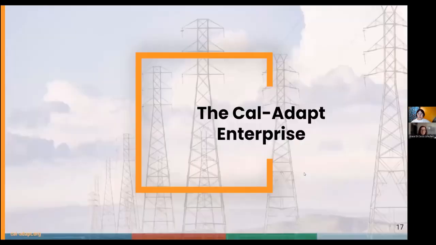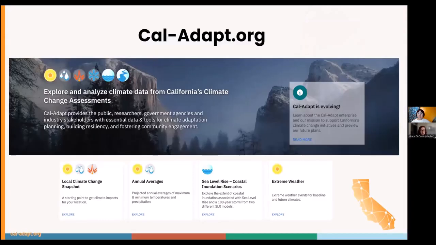Next slide, please. So I'm just going to introduce a little bit about these two projects and how they've been used by people in the state. So caladapt.org, this is what the website looks like if you navigated to that website today. And what we have available at CalAdapt is data from California's climate change assessments and various interactive tools and visualizations to transform that data into information that's useful for planning.